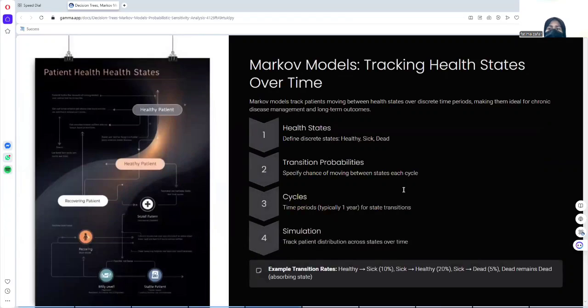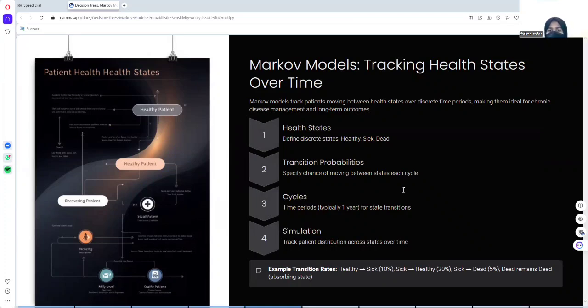After that, we will see Markov models. And what are those? Tracking health states over time. Markov models track patients moving between health states over discrete time periods, making them ideal for chronic disease management and long-term outcomes. We have steps inside it. First of all, health states define the discrete states, that is healthy, sick, and dead.